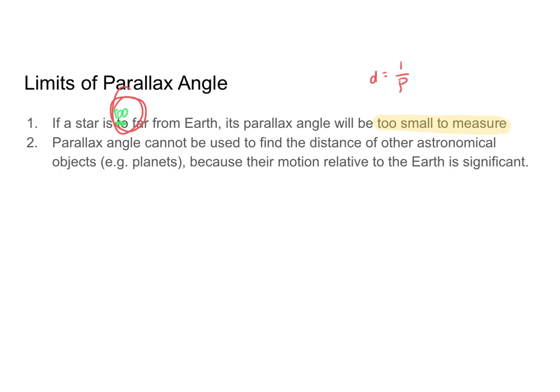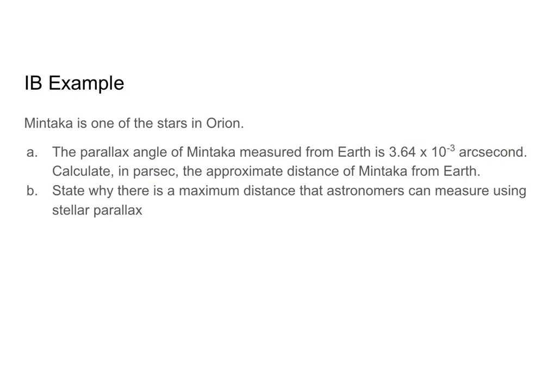A second really important limitation is that we cannot use it to find the distance of other astronomical objects like planets. So if we look at our near neighbors like Venus or Mars, the planets close to us, they are also in motion around the sun. As a result, I can't use parallax angle to find those distances, because their motion relative to the Earth is very, very significant.